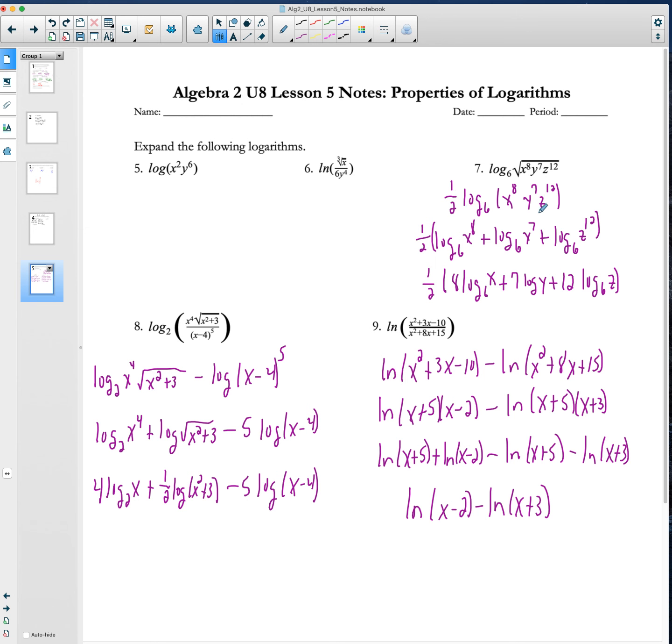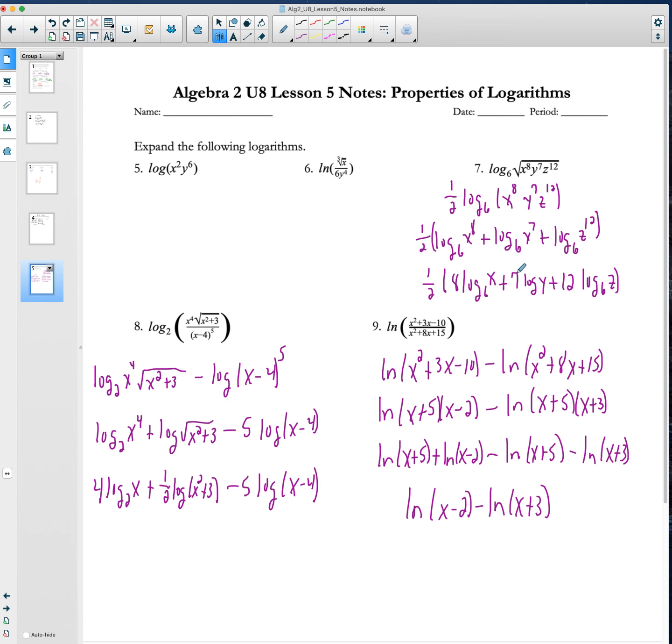Now, when I look here, my overriding property is the product property. I have a product of three things, so I want to break those three things apart. Once again, I'm going to leave that 1/2 out front. So I'm going to have log base 6 of x to the 8th plus log base 6 of x to the 7th plus log base 6 of z to the 12th. And now as I evaluate each piece here, I can see that I can apply the power property for a second time within this problem to each individual thing. So I can take that 8 and move it out front, 8 times log base 6 of x.